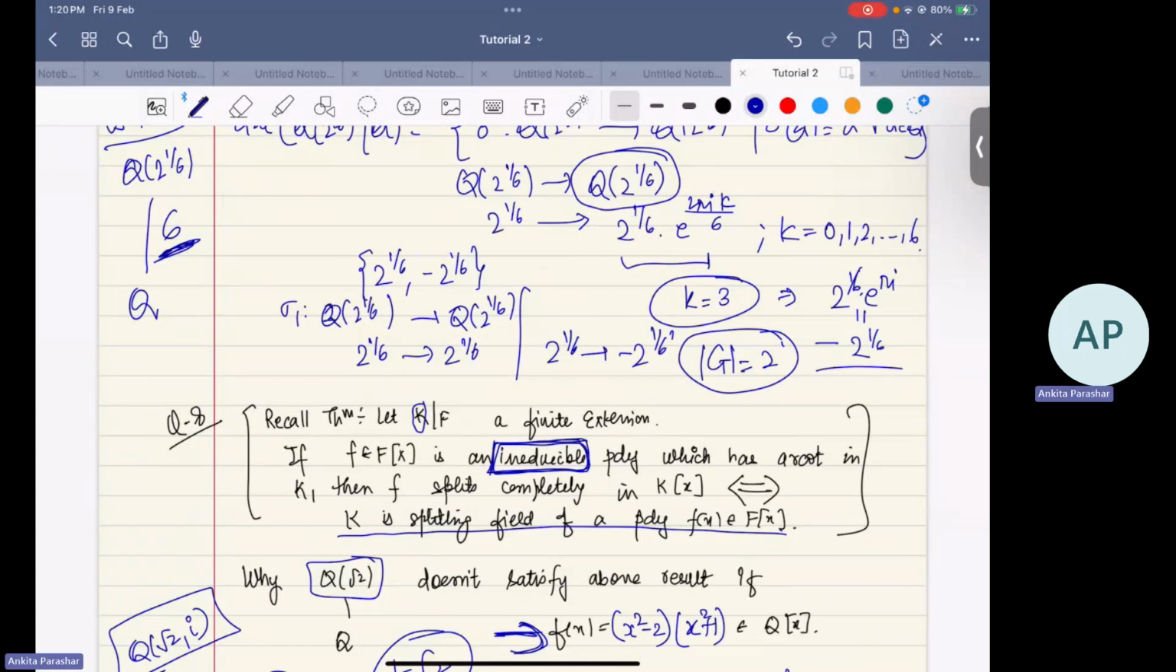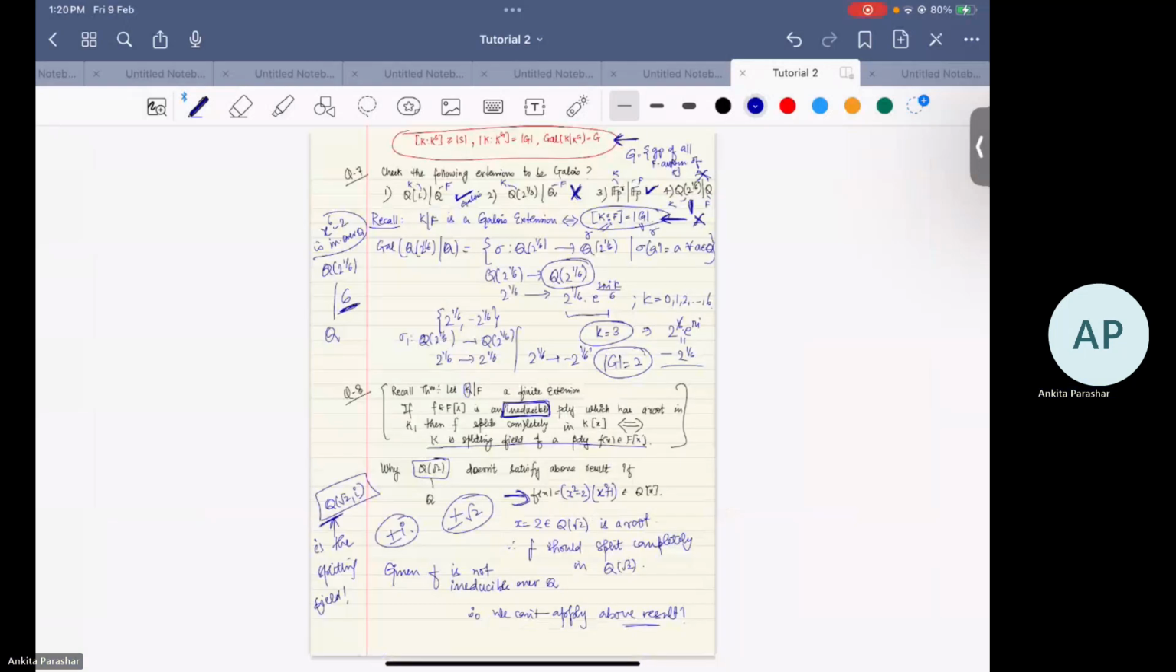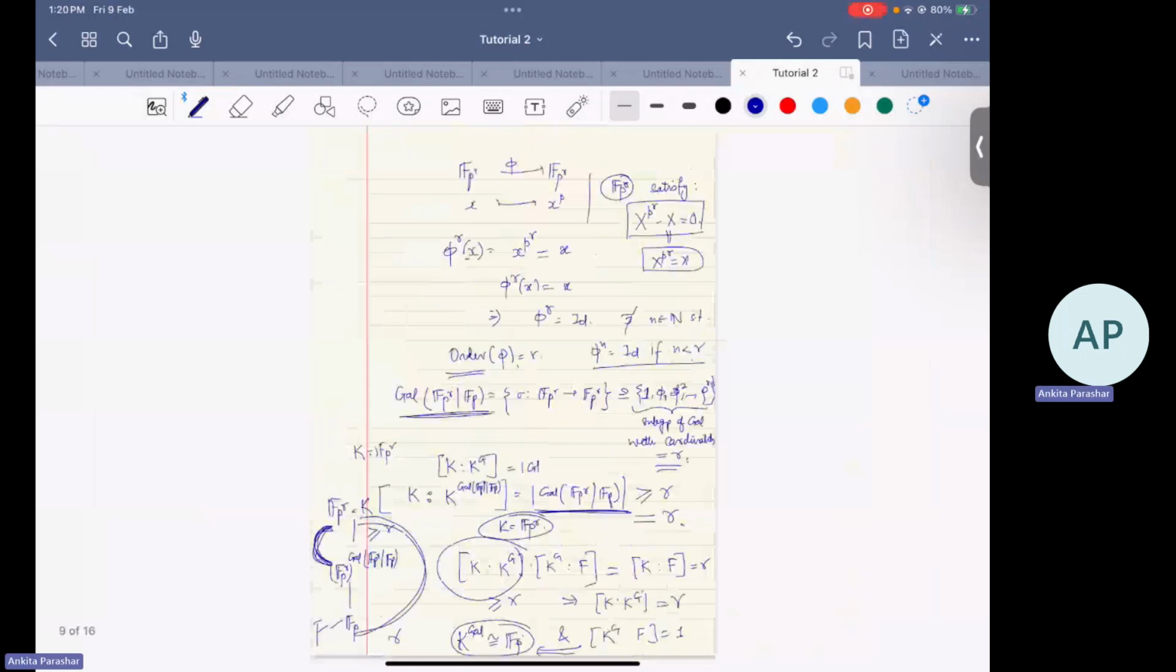So the fact is that if you have an irreducible polynomial which has one root in your field, it will completely split in your field. But that will only happen if your function is irreducible. I think it's okay, what I want to say. Now, I'll just rub off the solutions.